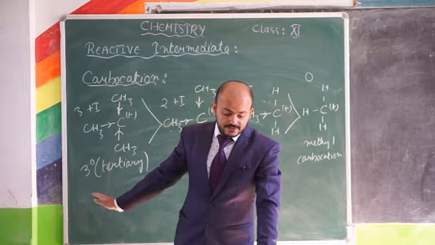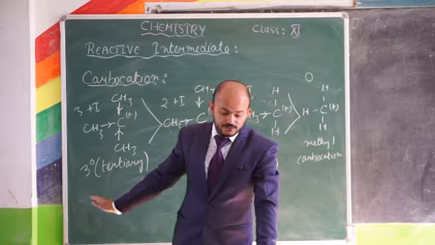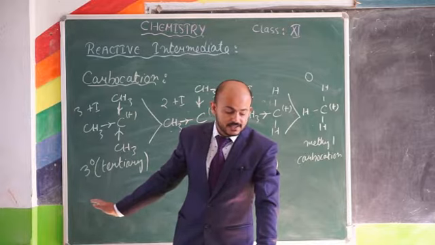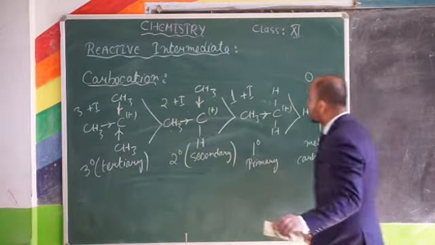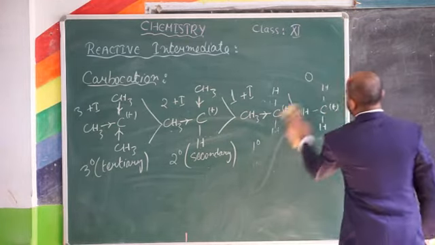Now, whenever we have, say, a benzene ring, and to that you have a CH2 group attached, with the positive charge, that is known as what? Benzyl carbocation.